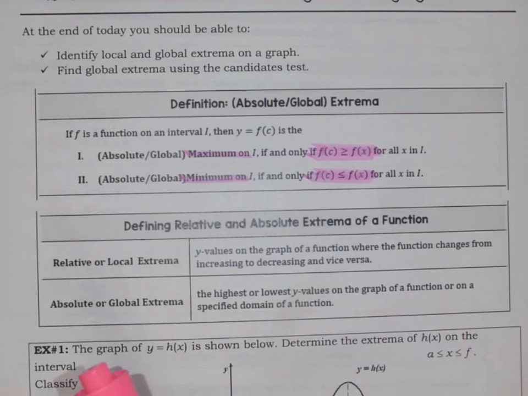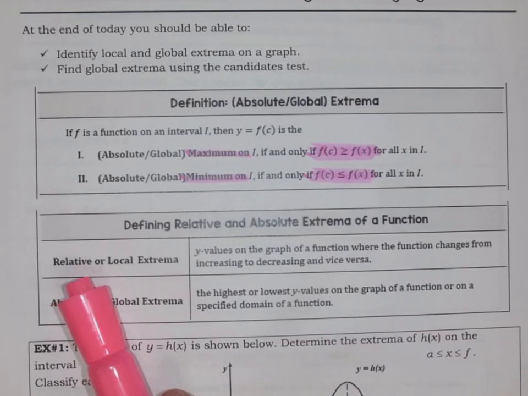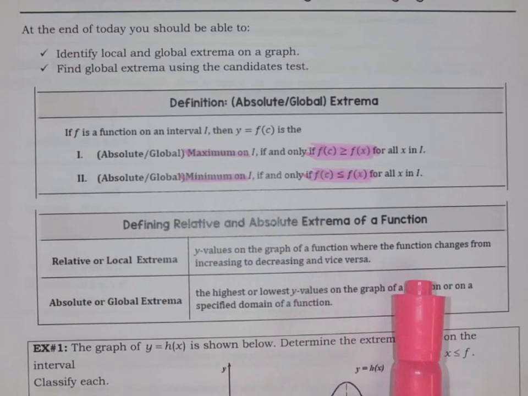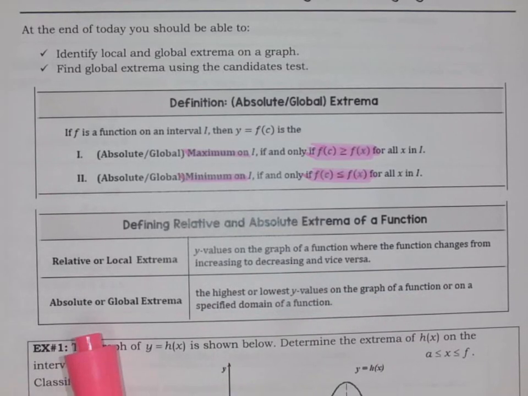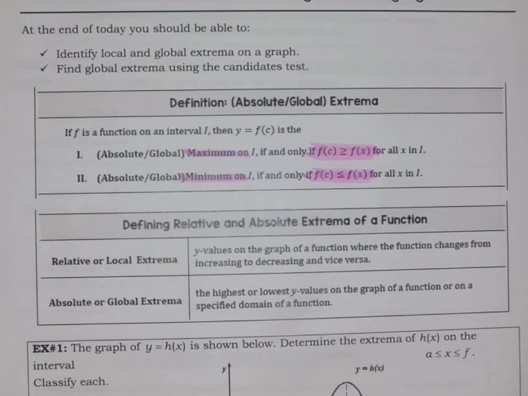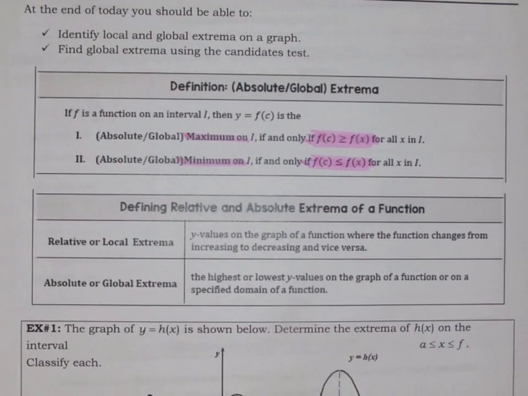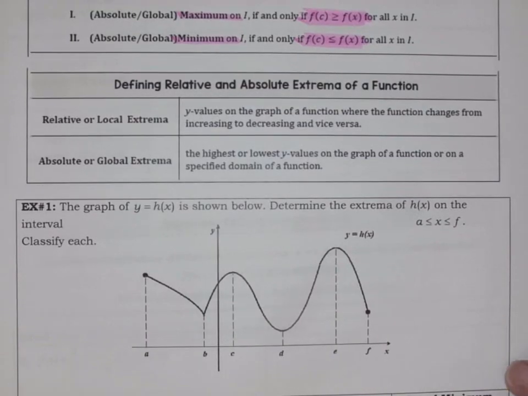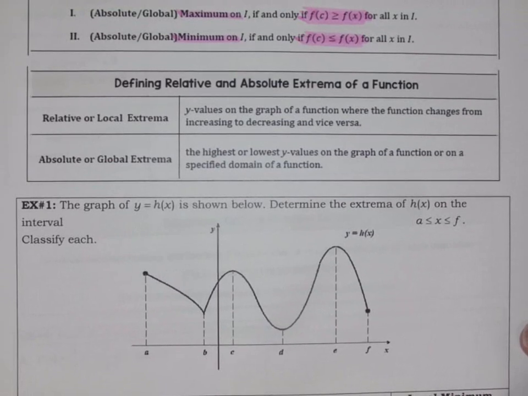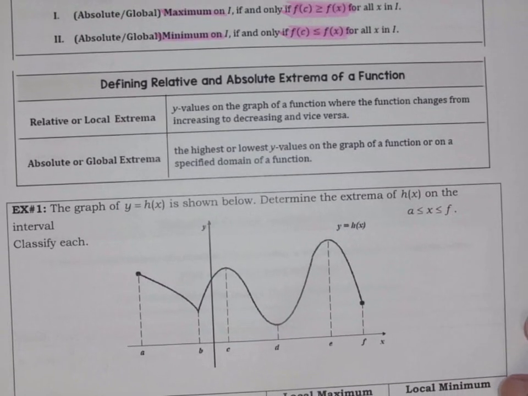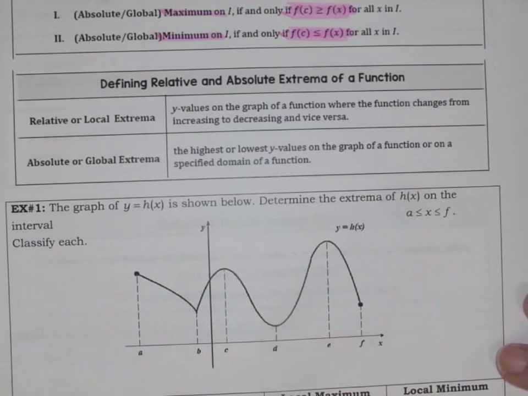Okay, and then we've got relative or local extrema. We call them relative. That's a y value on the graph where the function changes from increasing to decreasing and vice versa. And then an absolute is the highest or lowest value on the graph of the function. That's what we've already talked about. So if we look at this picture right here, the graph of y equals h of x is shown below. Determine the extrema of h of x on the interval a to f and then classify each.